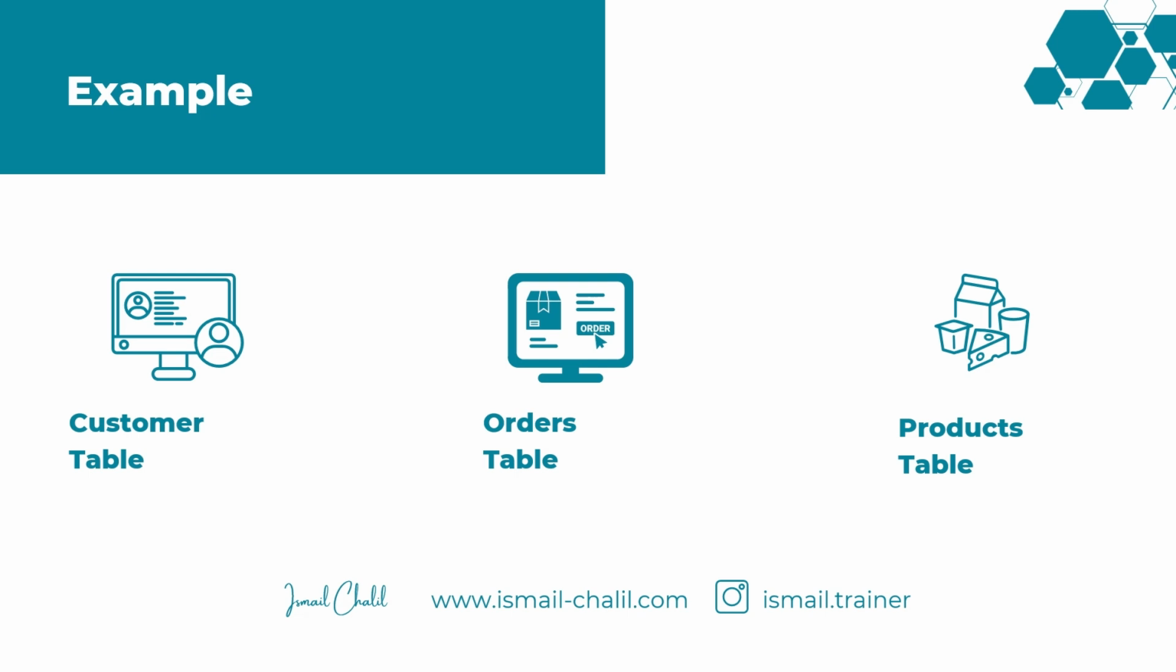Similarly, a product table. The product table can contain maybe the product name, the product ID, the category of the product, the price of the product, the availability of the product, whatever other details that you want about the product can be stored separately in the products table.